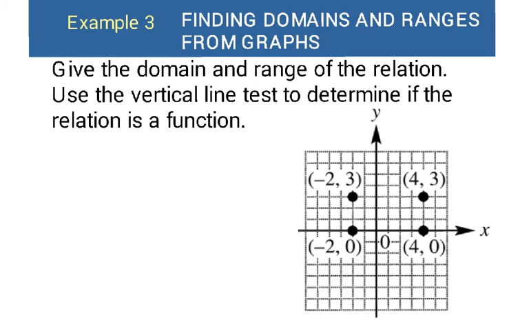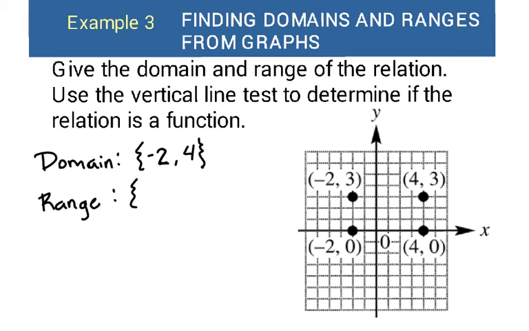So we're going to give the domain and range of the relation and use the vertical line test to determine if the relation is a function. So domain. Okay, all of your x values, which is negative 2 and 4. And then your range, which is 3 and 0.